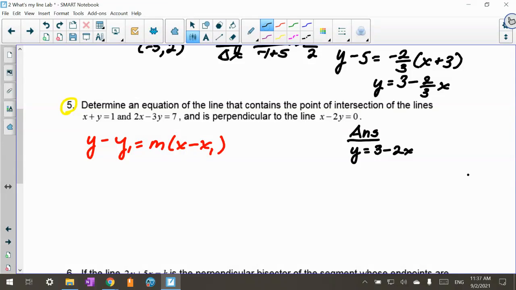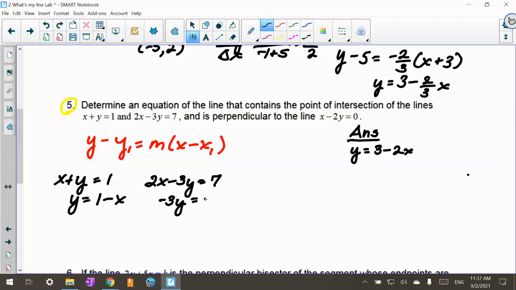So I have these 2 lines. I'm going to take this first line and solve for y. So x plus y is 1, the line is y equals 1 minus x. So I solve for y. Then I'm going to take this other line, 2x minus 3y equals 7, and solve for y. So I have -3y equals 7 minus 2x. And then when I divide through by -3, I get y equals -7/3 plus 2/3 x. Okay? There's my 2 lines.